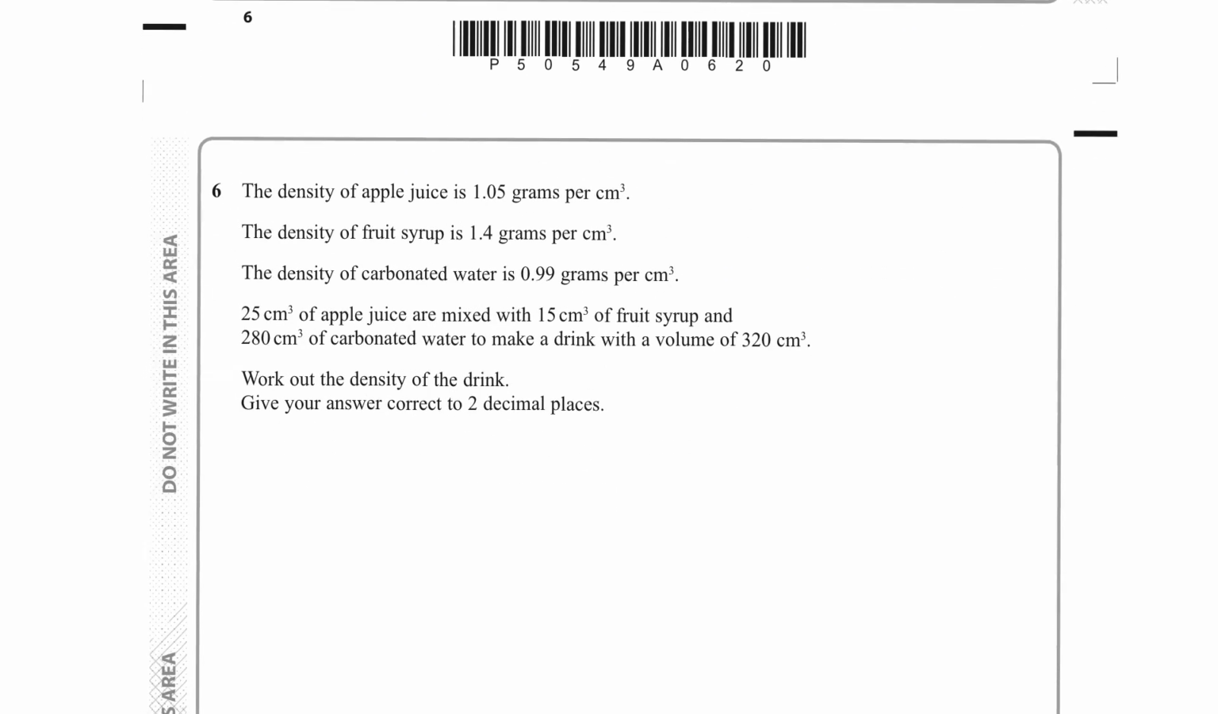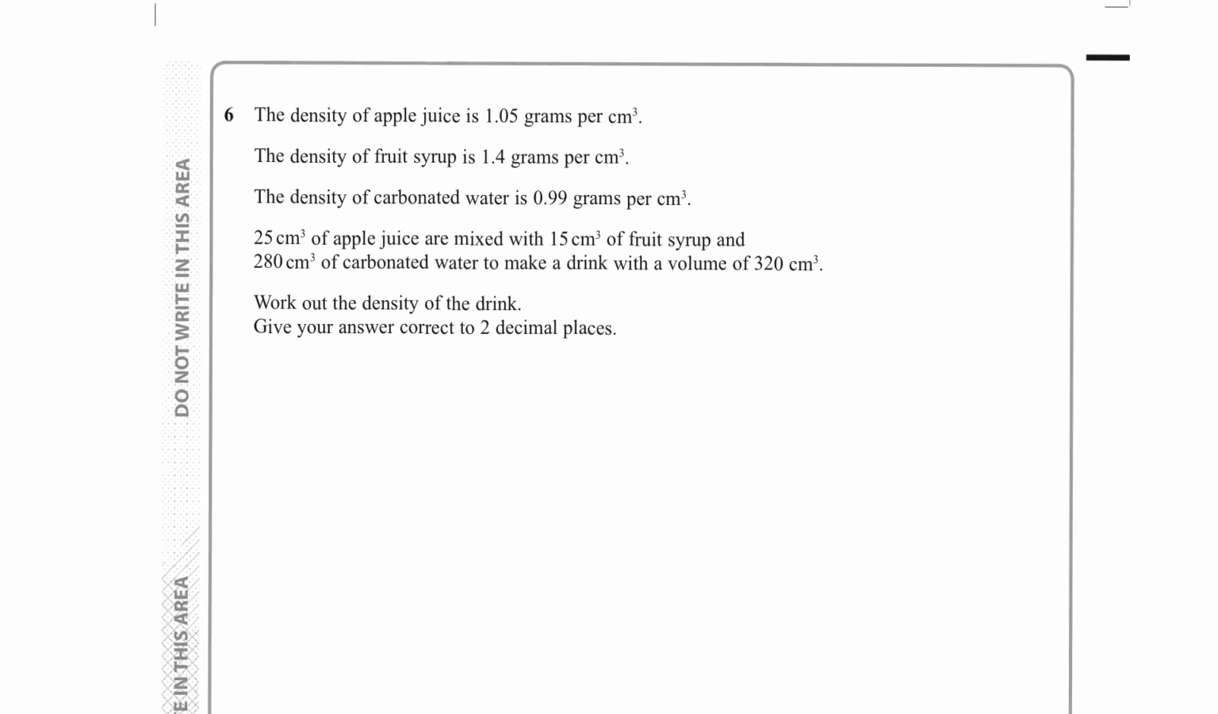Okay, so going on to question 6. Question 6 is to do with density, mass, and volume. It wants us to work out the density of this drink that is made. You've got the density of apple juice, fruit syrup, and carbonated water, and basically you mix certain amounts of these together to make this drink. It wants us to work out the density of the drink. So the first thing I'm going to do is draw the equation triangle of mass, density, and volume.